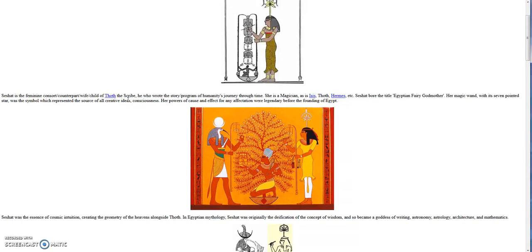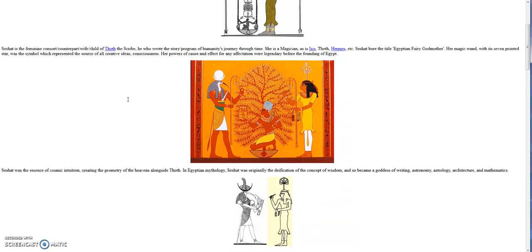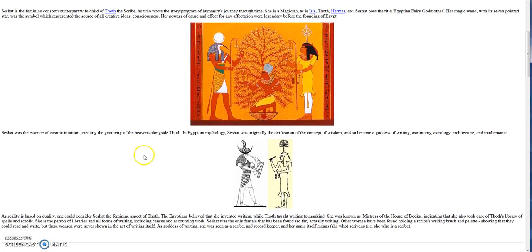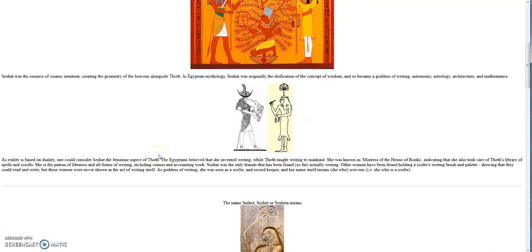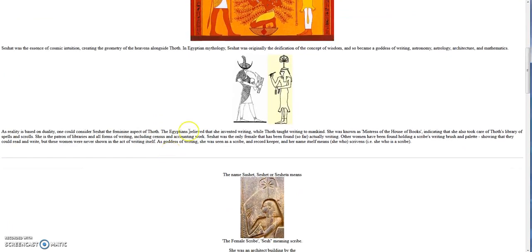So she has close connections to Thoth or Hermes, astronomy, architecture, math, and these other features. She's said to be both the daughter and the consort of Thoth, but also has a connection to Anubis, according to some traditions as well.